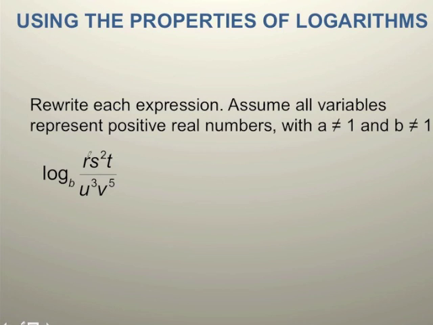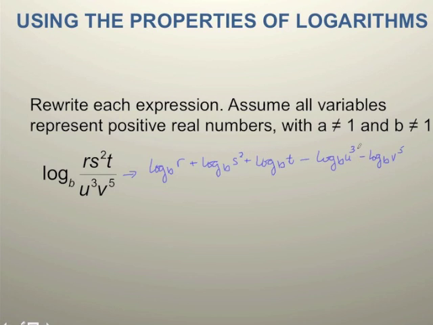The numerator, we're adding, and an exponent here. So this would lead to log base b of r plus log base b of s squared plus log base b of t. Those are all in the numerator. The ones in the denominator become subtract, so minus log base b of u cubed minus log base b of v to the 5th. Notice I subtract both of those.